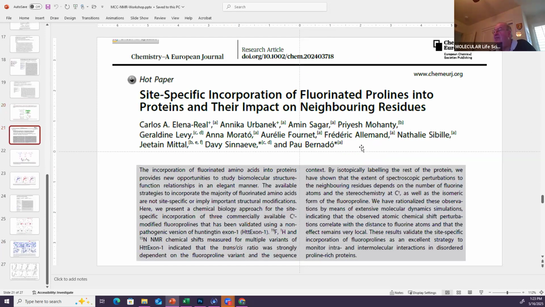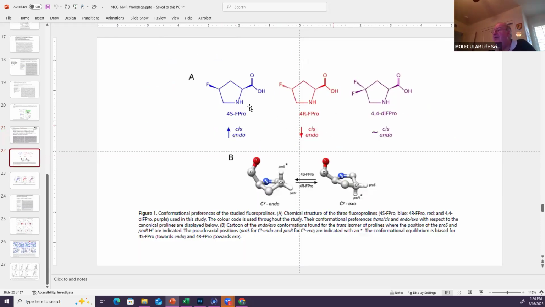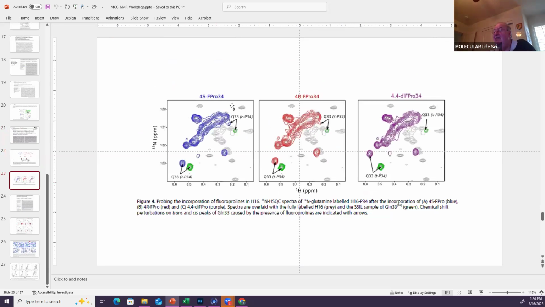And then this paper is along the same lines, where they use site-specific incorporation of fluorinated prolines and look at their impact on neighboring residues. And again, that's quite a nice paper. And of course, prolines have cis-trans properties and things like that, and you can look at those sorts of things. This is just some of the 2D spectra they get for looking at that.